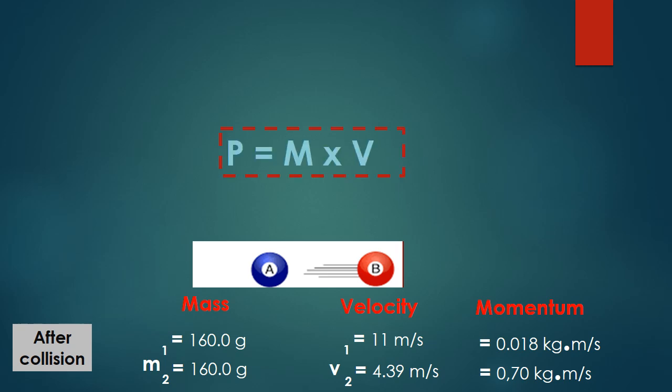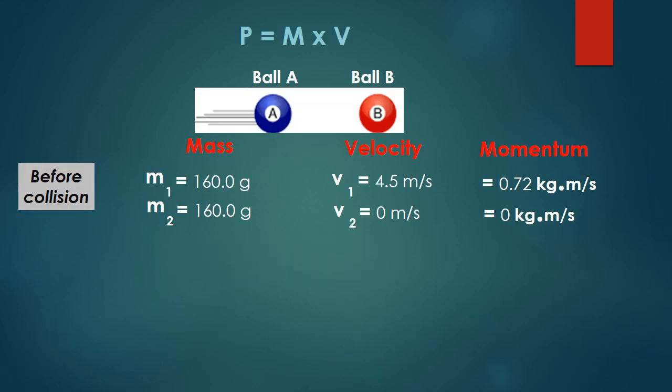Remember, the momentum of an object is equal to its mass times its velocity, p equals m times v. The unit for momentum is kilogram meters per second. To be consistent, we will convert the mass to kilograms. The cue ball has a mass of 0.16 kilograms. So let's multiply that by the velocity of 4.5 meters per second. So the momentum of the cue ball before the collision is 0.72 kilogram meters per second.